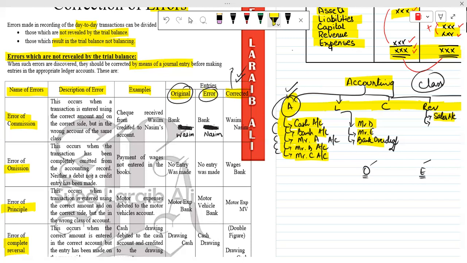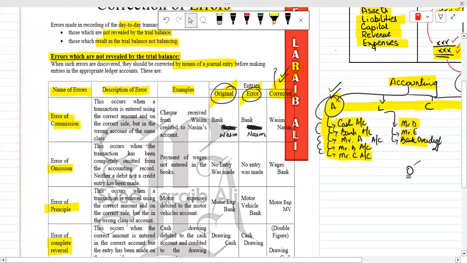The error entry means the entry the accountant has made by error. Which type of error has the accountant made while making the entry? And finally, the corrected one: how are we going to correct this entry? How are we going to correct this recording? This would be done with the corrected entry. Again, in your paper, you will be asked to prepare the corrected entry only. For original and error entries, you can use rough working. Now let's start with the task.